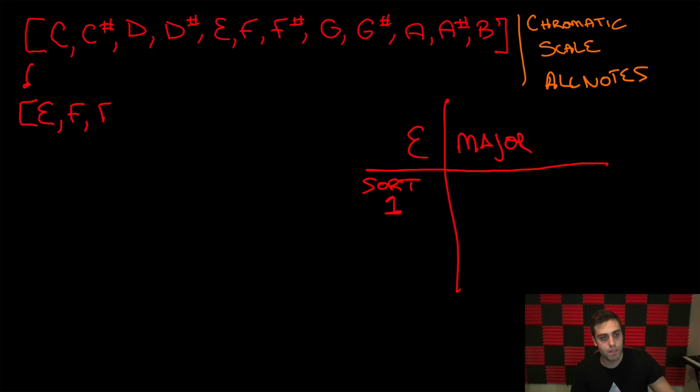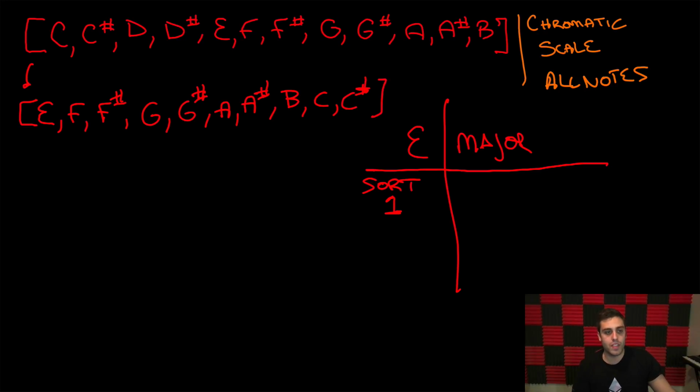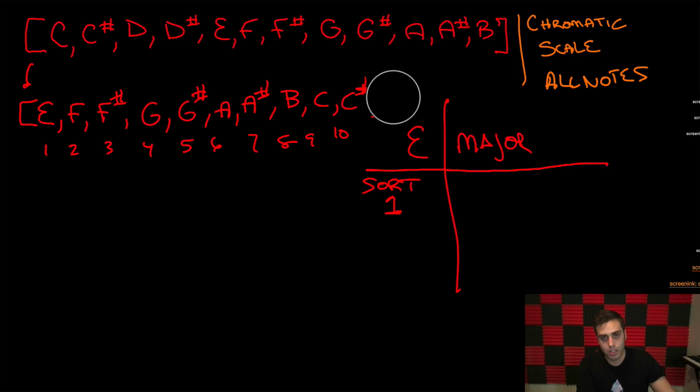So it would go E, F, F sharp, G, G sharp, A, A sharp, B, C, C sharp. So still an array of length 12. And these would have indexes: 1, 2, 3, 4, 5, 6, 7, 8, 9, 10. Oh, I forgot D and D sharp. So D, D sharp, 11, and 12. And then the term major you can think of as a filter on that array.